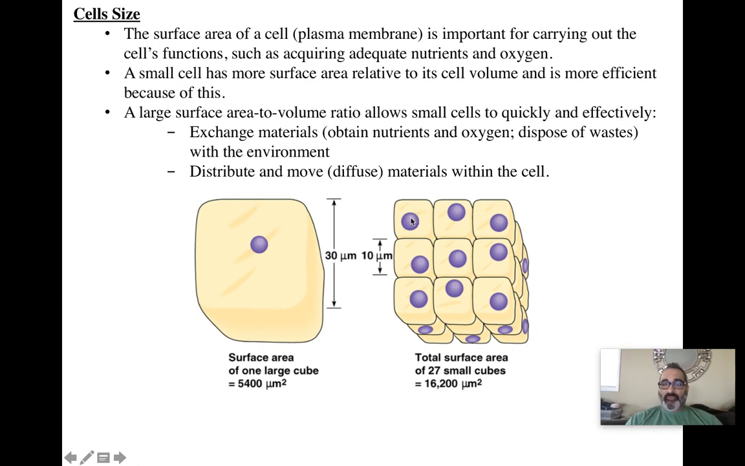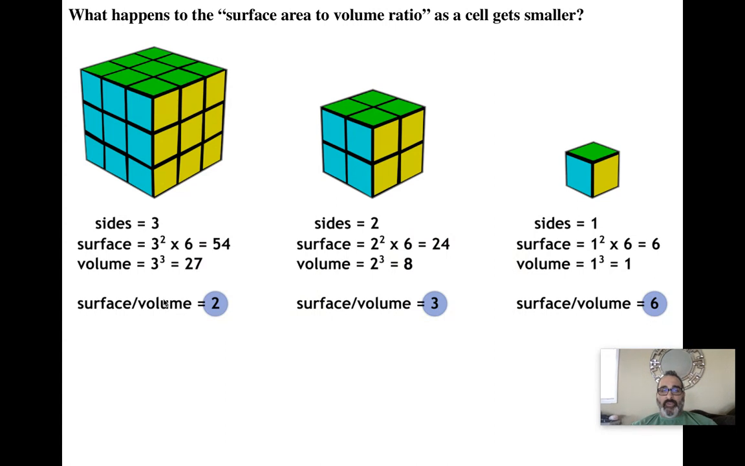Things can leave and enter pretty quick, but it all comes down to something very important. It has to do with not just surface area, but how much surface area there is in relation to the volume. And I'm going to show you right now some math to show you how it works out. So here we go. This says, what happens to surface area to volume ratio as a cell gets smaller? So here's a large cell, 3 by 3 by 3. Calculate the surface area. There are 6 sides to a cube. The area of a side is length times width. So 3 times 3 is 9, times 6 is 54. So the total surface area is 54 units. This one here is a 2 by 2 by 2 cube.